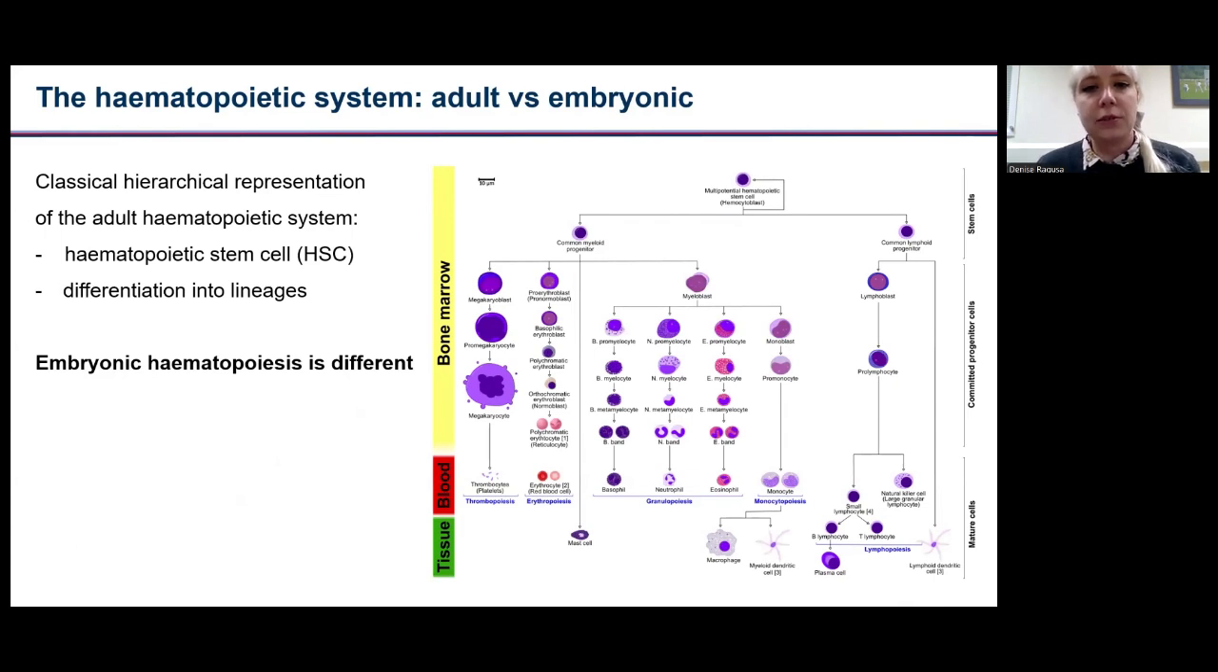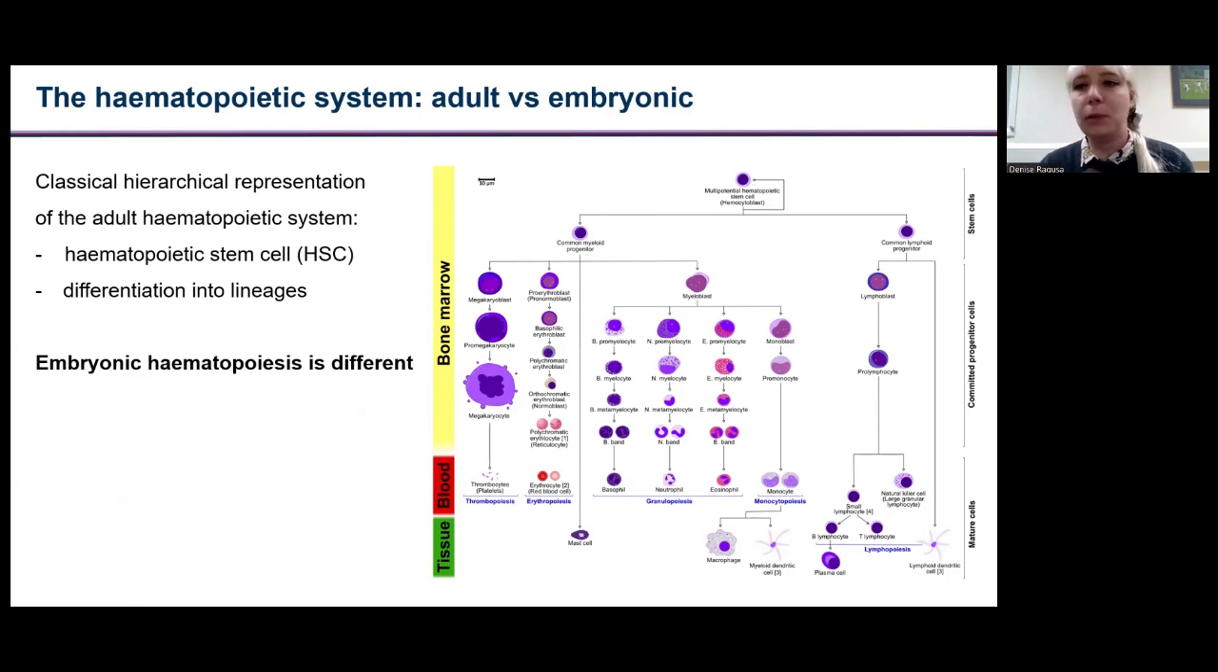So our lab is interested in a specific aspect of development, which is hematopoiesis, the production of blood. We are obviously more accustomed to seeing hematopoiesis in this hierarchical representation of the adult hematopoietic system. It is characterized by a hierarchy, with hematopoietic stem cells at the top that determine the differentiation into different lineages, myeloid and lymphoid, that then give rise to all the different cell types that make up our blood and then eventually the immune system.